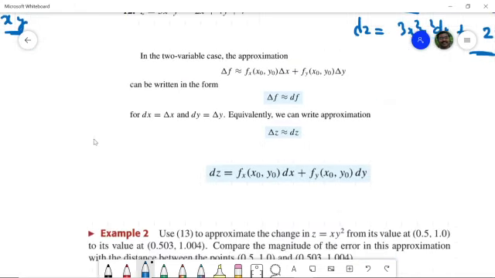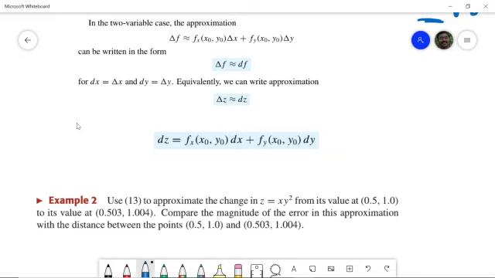So we have to study this formula. This formula helps you to compute. Suppose I have a point like this, x0, y0, and suppose my function z is dependent on x comma y, and I have an initial point x0, y0. Suppose I am taking a new point called x0 plus delta x comma y0 plus delta y.